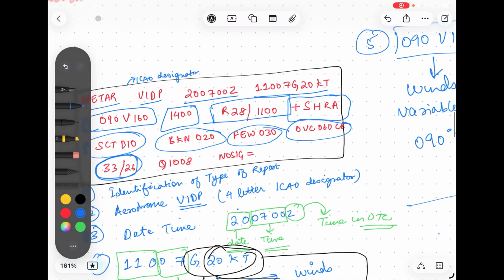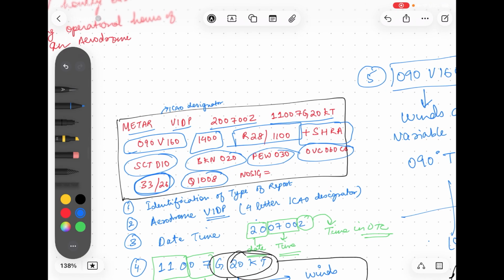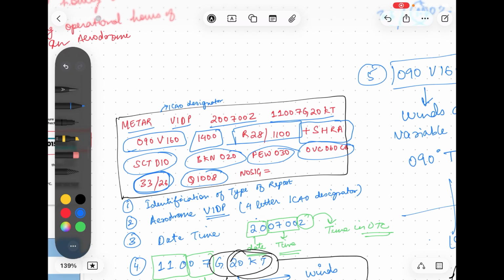Okay, now Q1008. If somebody has seen my videos on altimeter settings, QNH is 1008. This is the pressure at that aerodrome. That is your QNH. It is always a 4-digit value written. So for example, if my pressure was 998, it will not be written as 998. It has to be written as Q0998.